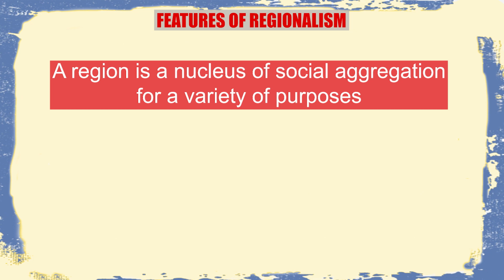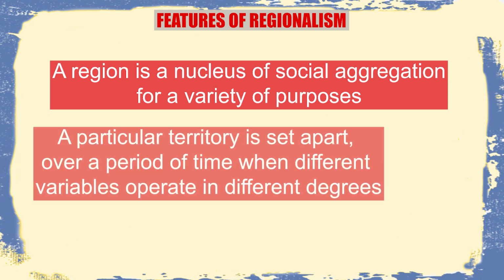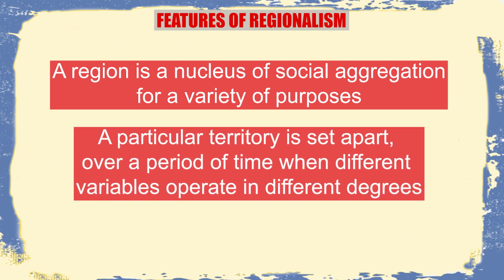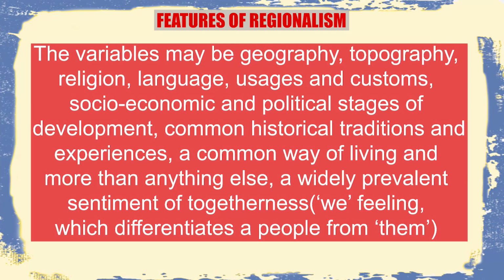Now, let us come to the features of regionalism. A region is a nucleus of social aggregation for a variety of purposes, that might be culture, language, tribe, ethnicity, etc. A particular territory is set apart over a period of time when different variables operate in different degrees. The variables may be geography, topography, religion, language, culture, tribe, customs, socio-political realities, political stages of development, different degrees of development, common historical tradition, experiences, in fact a common way of living, or maybe something more than that.